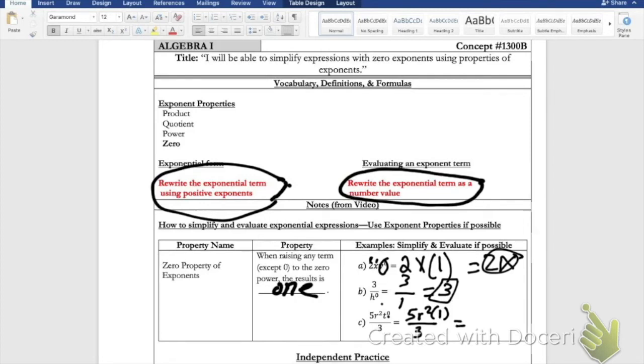I can simplify this a little bit more. 5 times 1 is just 5, right? I'm multiplying this one here and this. R squared stays as such, and that will be over 3. I can't really reduce 5/3, the fraction piece of it, so this here will be my final answer.